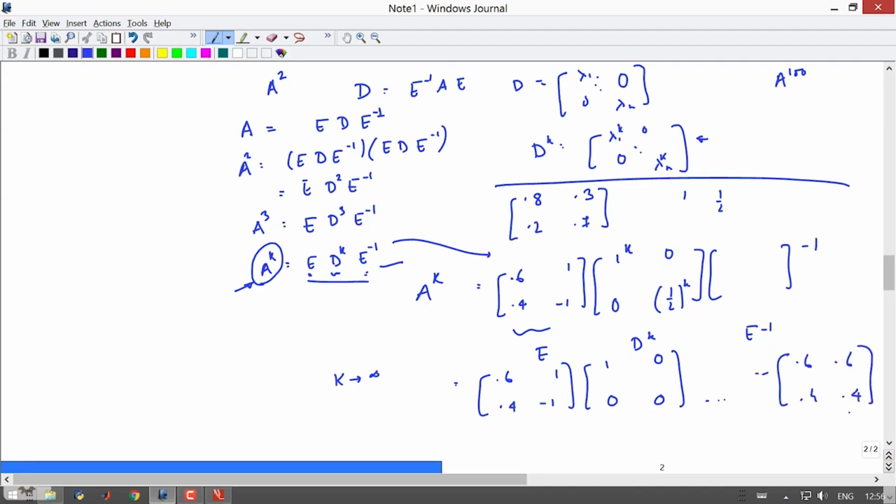Just a little illustration of the kind of computation we did last time, of how the eigenvector definition actually helped us compute higher powers of A without actually having to do the matrix multiplication 100 times. Right. So this is also one of the easier techniques that one could adopt. Okay.